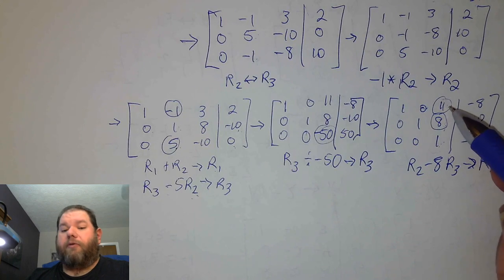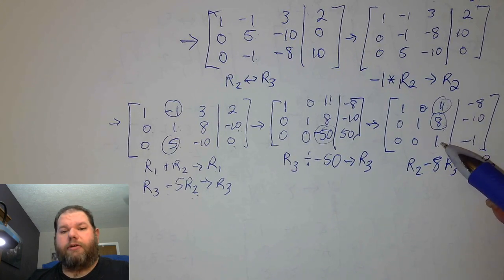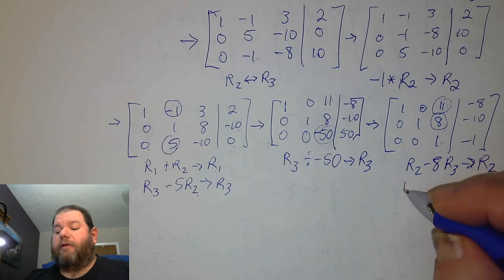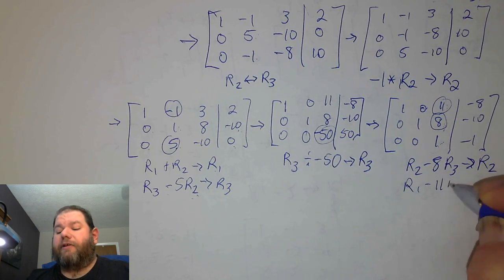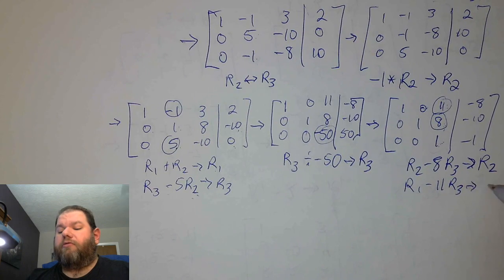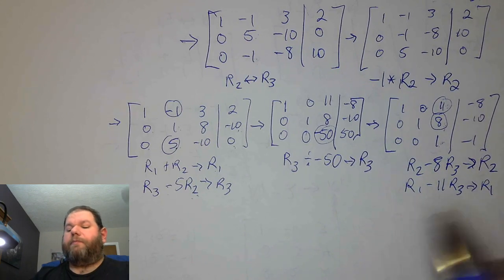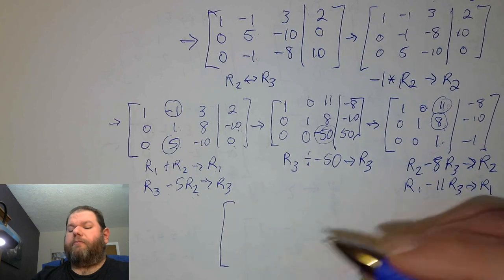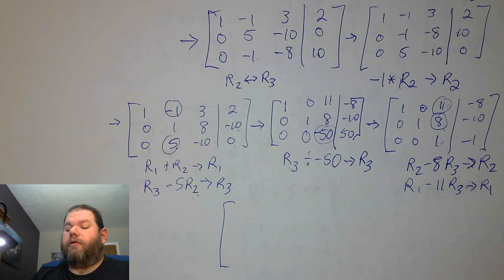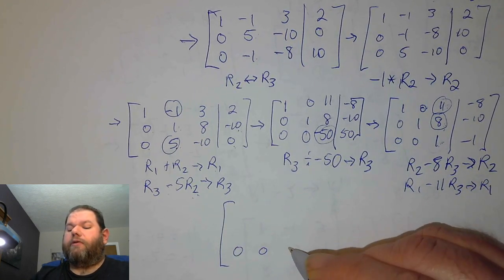And at the same time, we want to make this 11 into a 0, so we want to take 11 minus 1 11 times. So row 1 minus 11 times row 3 will replace row 1. So if we take 11 minus 11 times 1, that gives us the 0 that we want there. So row 3 is unchanged.